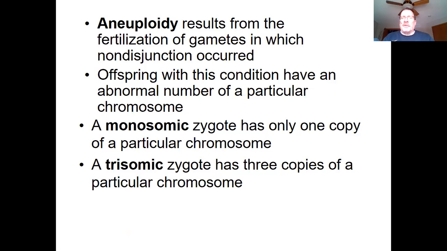Aneuploidy results from the fertilization of gametes in which nondisjunction has occurred, because the offspring of that condition will end up with an abnormal number. You're supposed to have one from mom and one from dad, and now you have either two from mom or two from dad besides the one from the other parent. So a monosomic zygote has only one copy of a particular chromosome. A trisomic zygote has three copies.